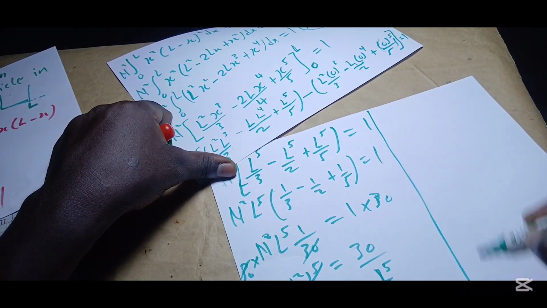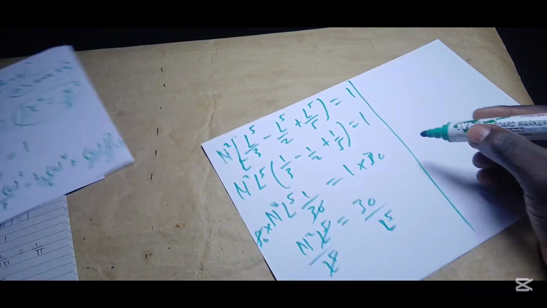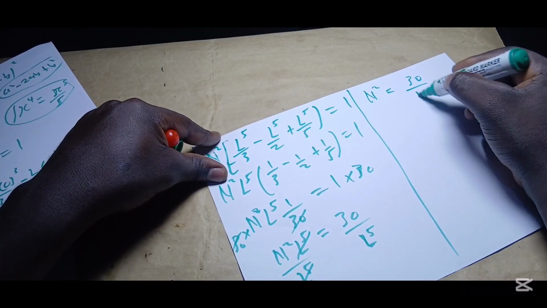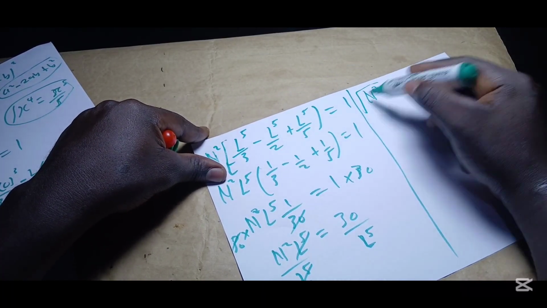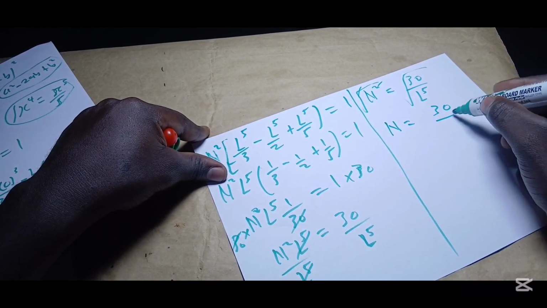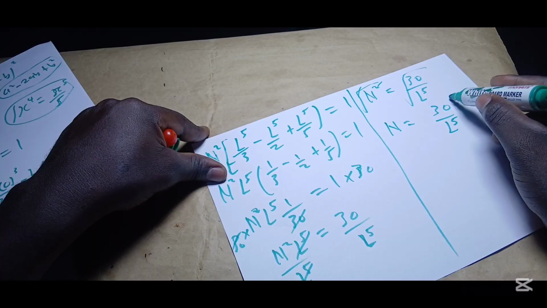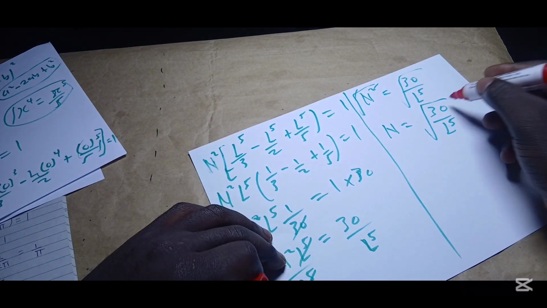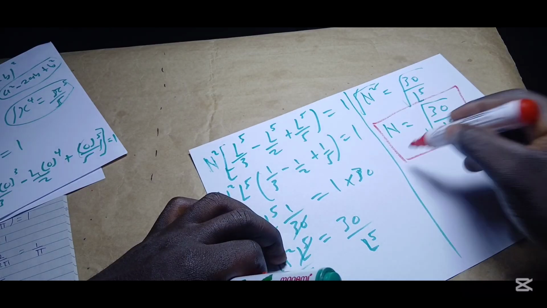We are going to get n to the power 2 equal 30 over L to the power 5. So taking the square root of both sides, this will cancel that. n is going to give us the square root of 30 over L to the power 5. So this now is our normalization constant for this question.